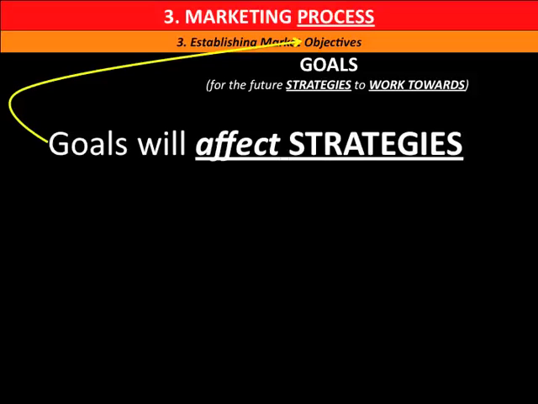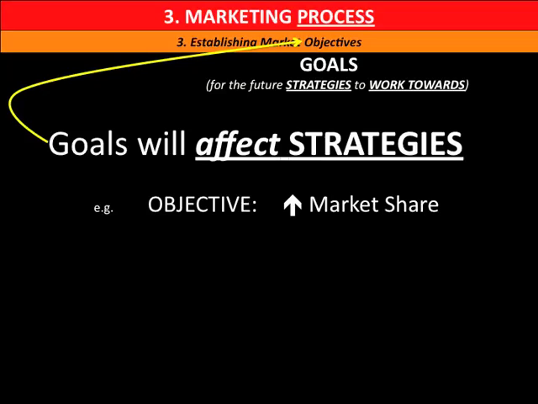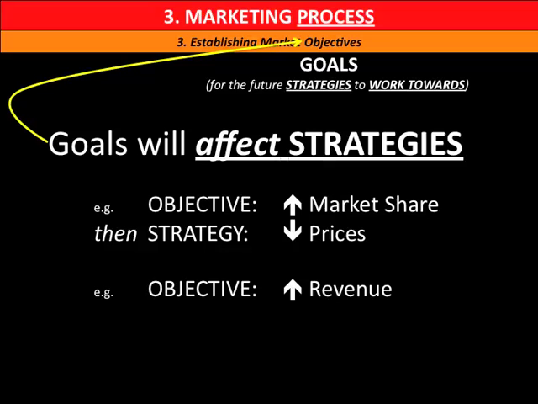Anyway, when it comes to the objectives, the goals are going to affect what the strategies are. So an opposite strategy might be used depending on what your goal is. What are you trying to achieve? For example, if your objective is to increase your market share, you might lower your prices. But if your objective is to just increase your revenue for the next 3 months or something, you might increase your prices, right? So those are opposite strategies for different objectives.